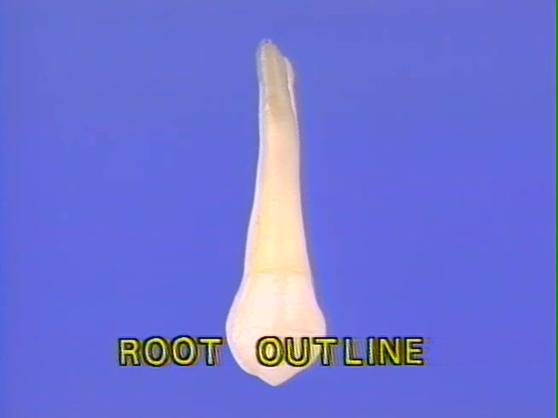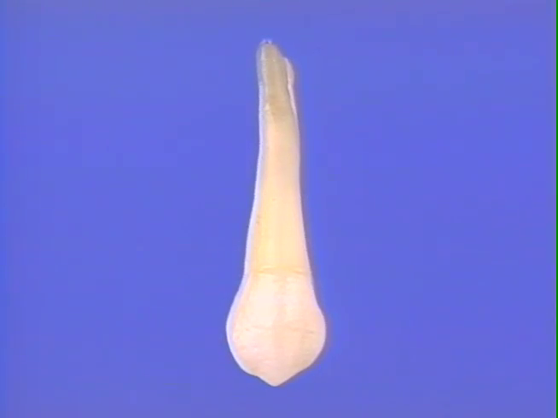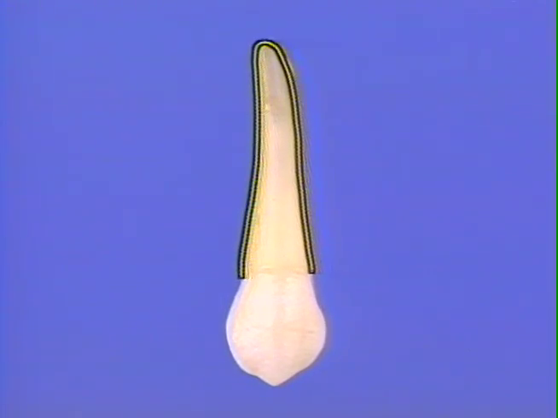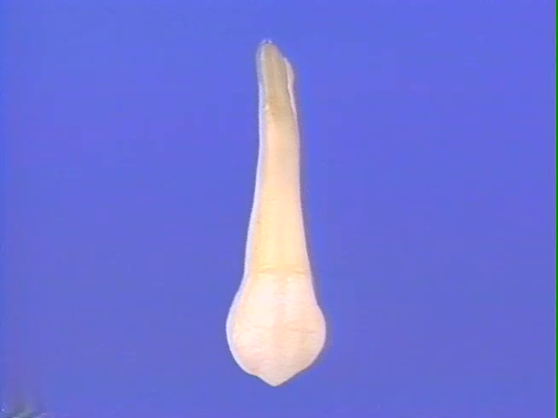Root outline. Although there are usually two roots on the maxillary first premolar, only the buccal root is commonly seen from this aspect. The roots are usually shorter than the maxillary canine, convex in form, and taper to a fairly sharp apex. Occasionally, there is only one undivided root on maxillary first premolars. The single root is usually straight and tapers to a rather blunt apex.